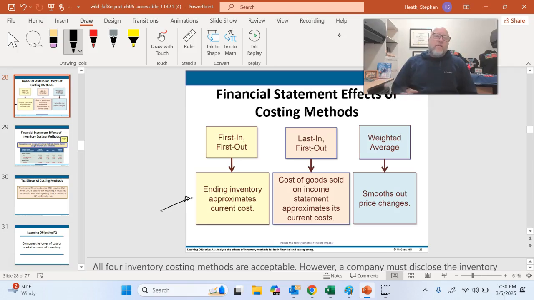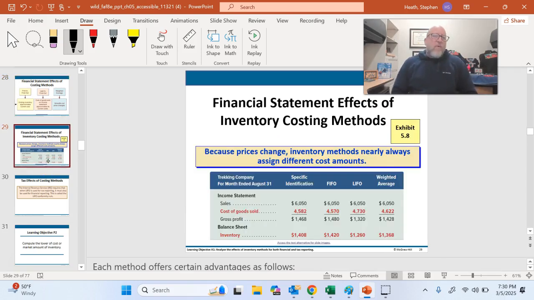Whereas last in, first out, obviously, the last thing that came in is the first thing that we assigned to cost of goods sold. And therefore, the cost of goods sold is more reflective of current costs, and the ending balance will have older costs in it. And then the weighted average method kind of smooths those out. The next slide I think is pretty important.